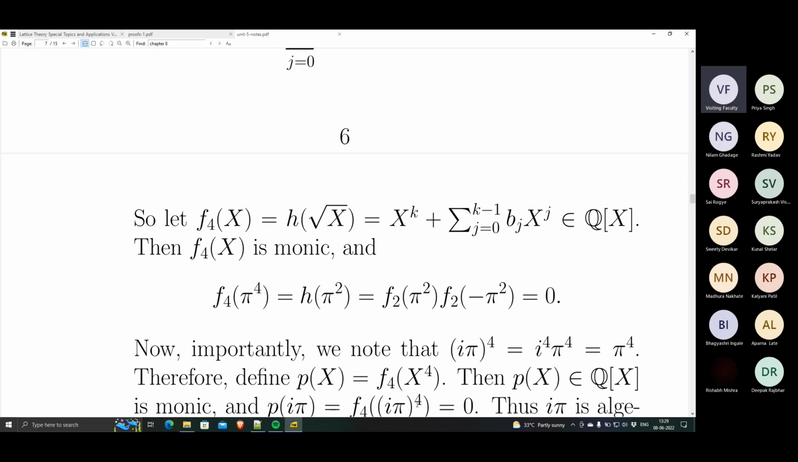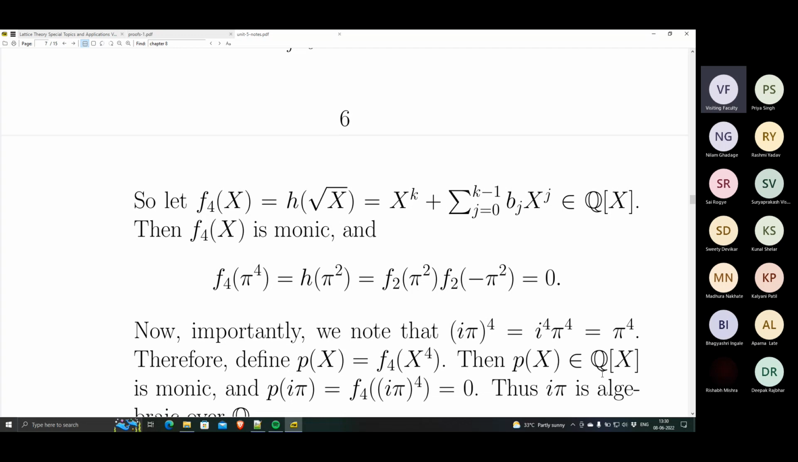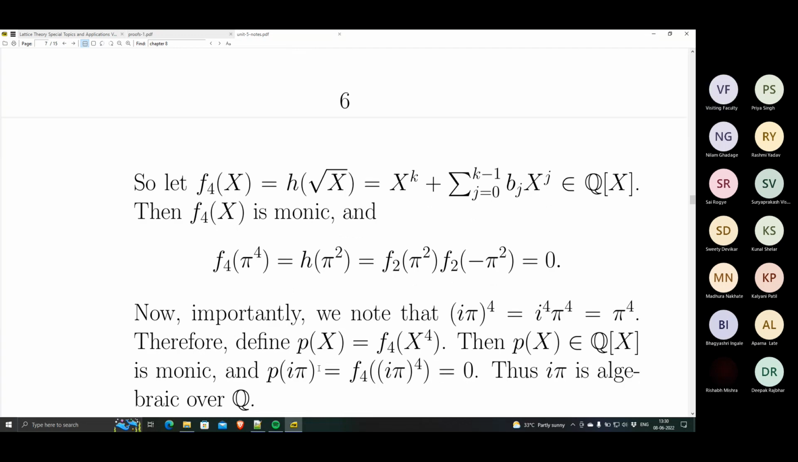f4 was monic, therefore p is monic. f4 is over the rationals, so p is over the rationals. Now what is p of i pi? Exactly equal to f4 of (i pi) raised to 4. But (i pi) raised to 4 is pi raised to 4. So this is equal to f4 at pi raised to 4. But f4 at pi raised to 4 is 0. So p of i pi is 0.